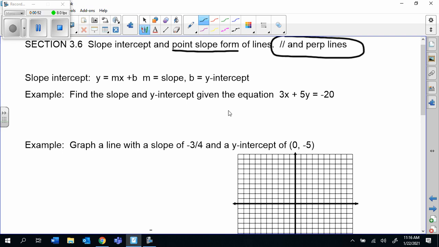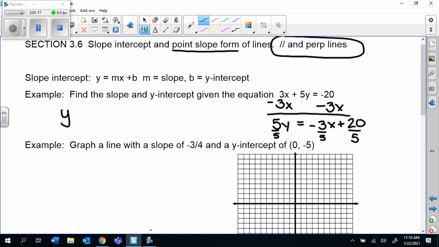Find the slope and y-intercept of this equation. We need to solve it for y. So we're going to subtract 3x from both sides. We get 5y equals negative 3x plus 20. And then I'm going to divide all three pieces by 5. So I have y equals negative 3/5 x plus 4. So my slope is negative 3/5. My y-intercept is positive 4.